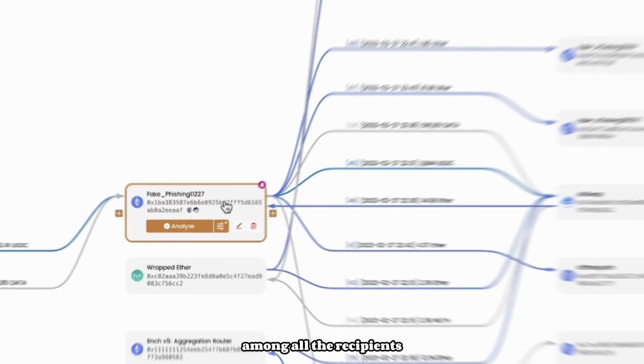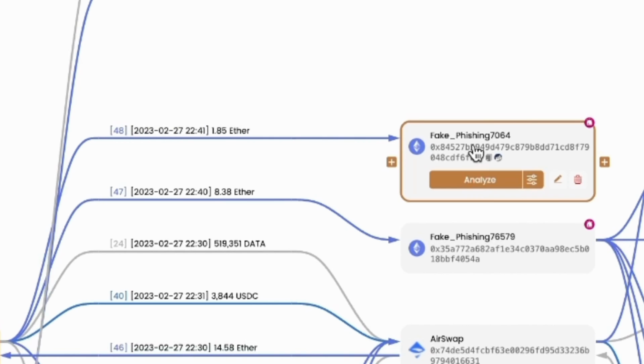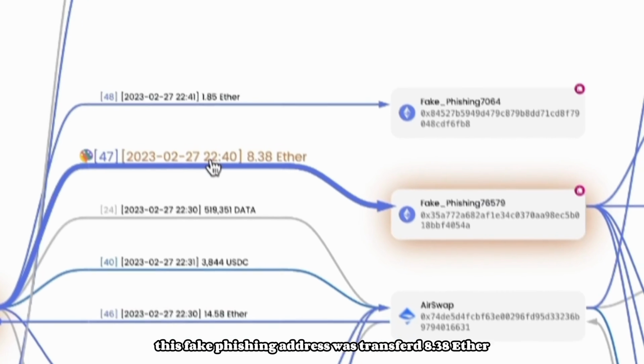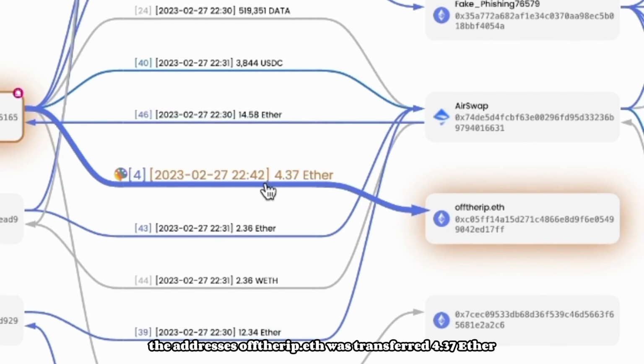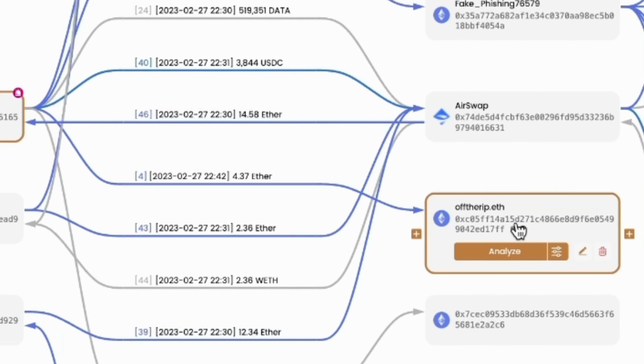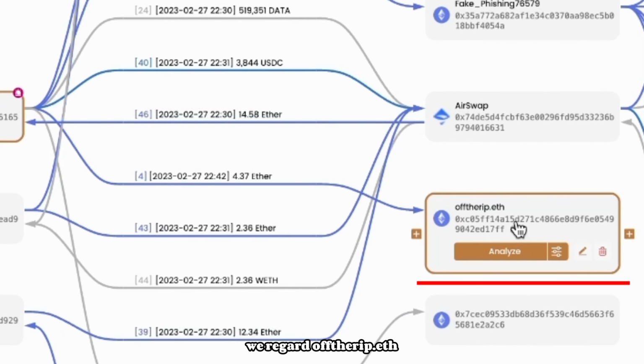Among all the recipients, this address was transferred 1.85 Ether. This address was transferred 8.38 Ether. The address authorip.eth was transferred 4.37 Ether. Based on the transferred amount and recognized domain name, we regard authorip.eth as the most suspicious entity in this investigation.